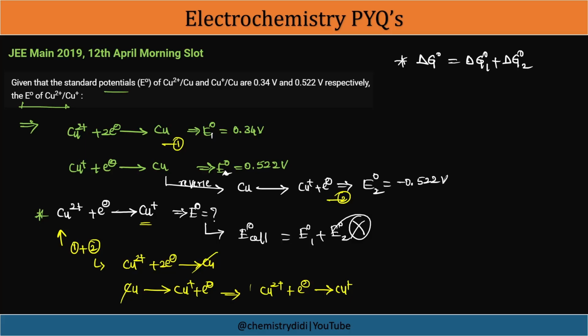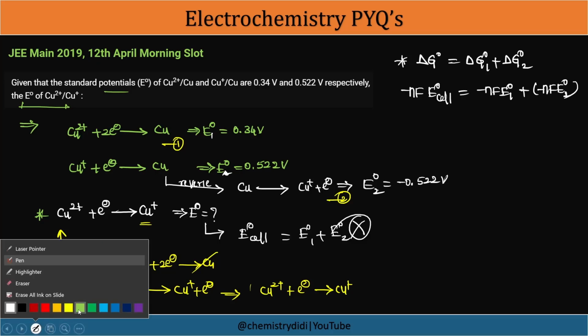From this we need to find the electrode potential of this equation. So now you know, this will be minus nFE naught 1, and this will be minus nFE naught 2. And here this will be minus nFE naught cell. This is the E naught cell that we need to find out over here.